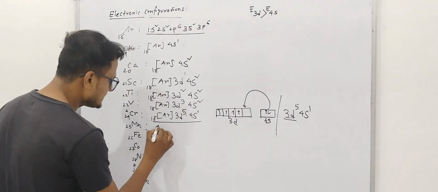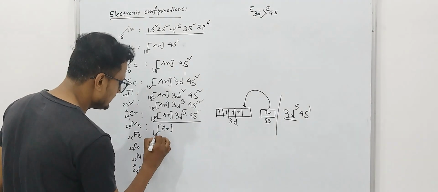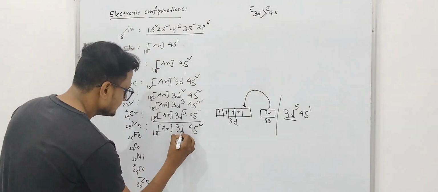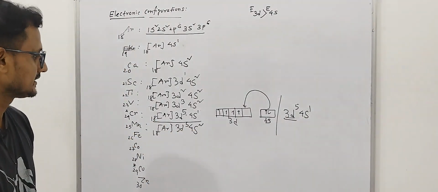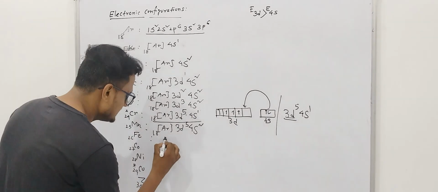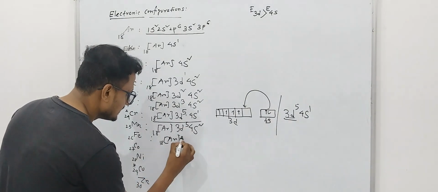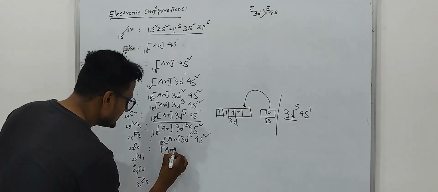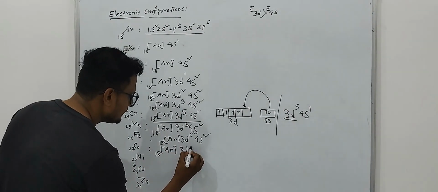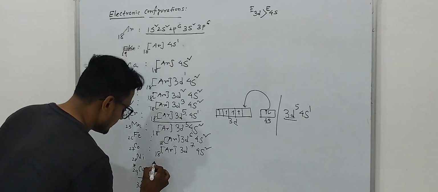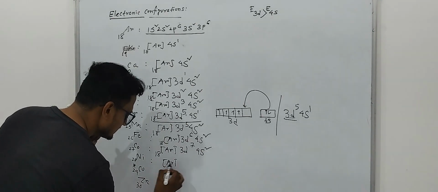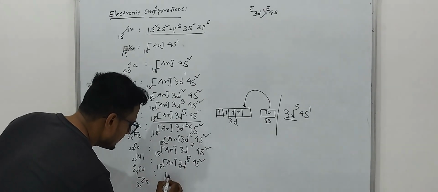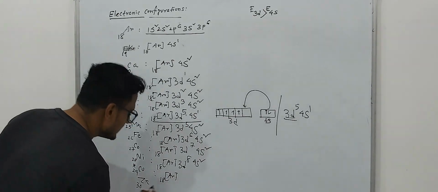Okay, now for manganese it will be similar: the 4s orbital will be filled first, then the electrons will come to the 3d orbital, 3d5. Now for iron it would be similar, 3d6 4s2. For cobalt similar, 3d7 4s2. For nickel, 3d8 4s2. For copper, now here is again the exception.